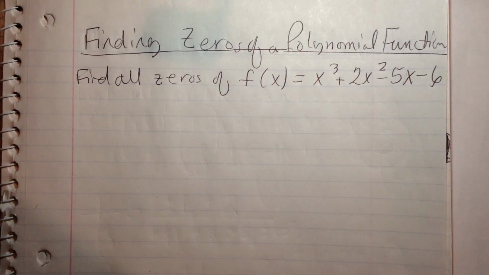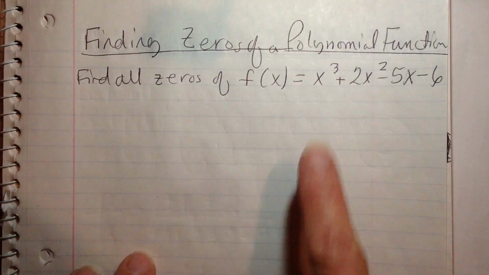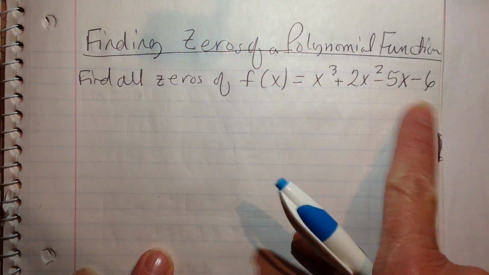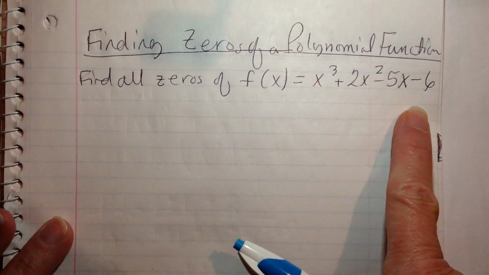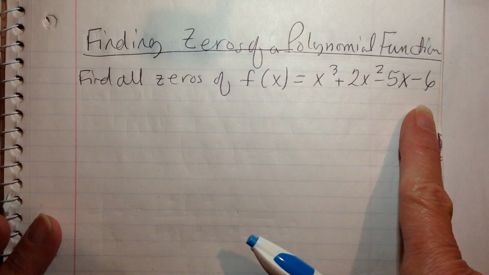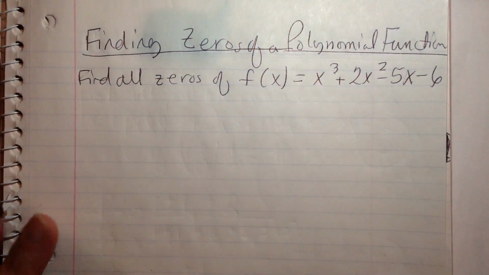Finding zeros of a polynomial function. Find all the zeros of f of x equals x cubed plus 2x squared minus 5x minus 6. My first thought when I'm trying to find all the possible zeros is to try to factor the polynomial. But if I tried to factor this 4-term polynomial by grouping, I would see that I cannot do it.